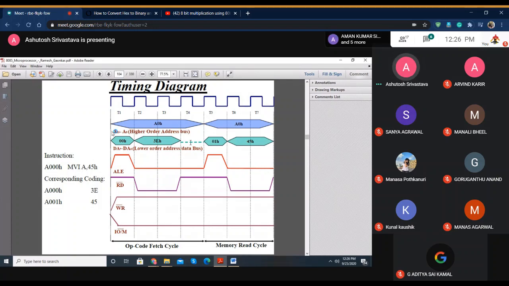And why so? Because your overall value can be sustained up to 3 T states. Okay, sir. Yes, sir. Overall value can be sustained for 3 T states. Yes, understood. Thank you, sir.